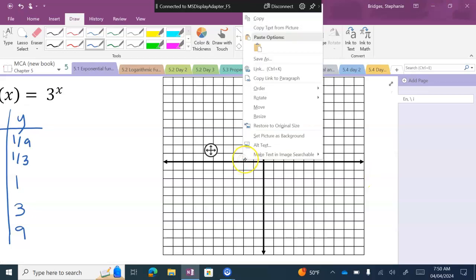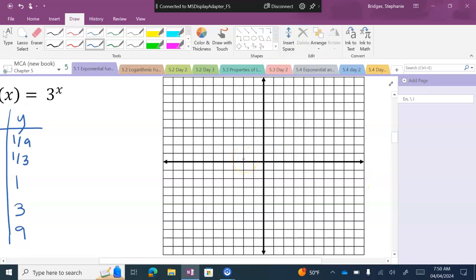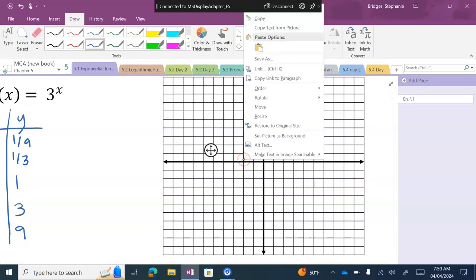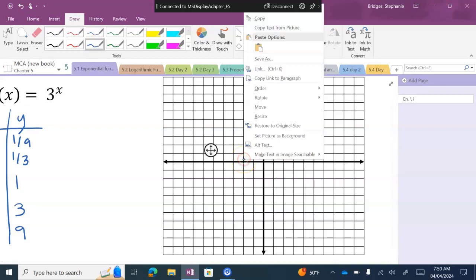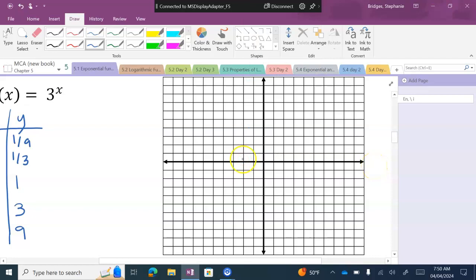Real close. Just not letting me put a dot for some reason. Oh my goodness. This is really strange. I don't know what's going on here. I can kind of see a dot, but it's not showing up. There we go. Somewhere around there. Okay, very close to the 0, but not quite 0.